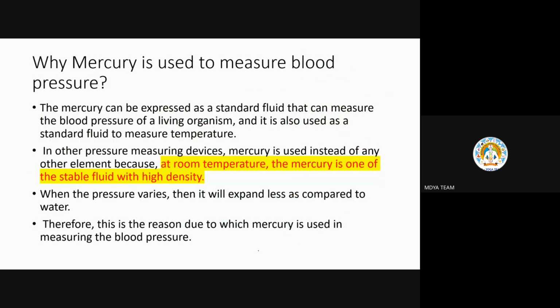I told you that someone had asked me a question for that, so I kept everything so that you will not get confused. Why do we use mercury only for all these temperature instruments, the stethoscope, sphygmomanometer, etc.? At room temperature, mercury is a stable fluid with high density. Thank you. With this, we have completed our hypertension.